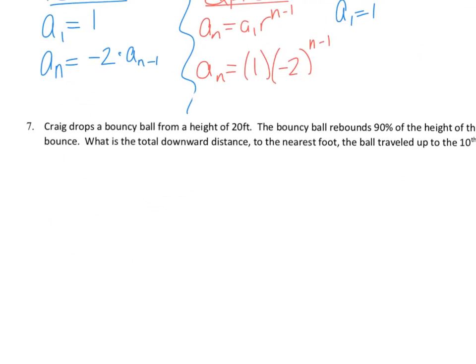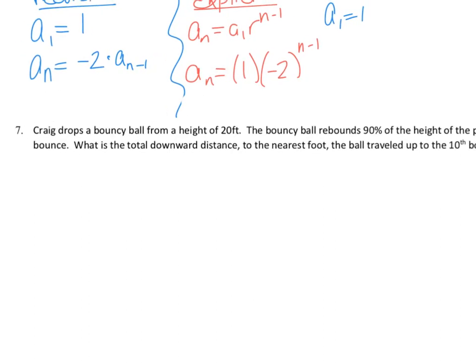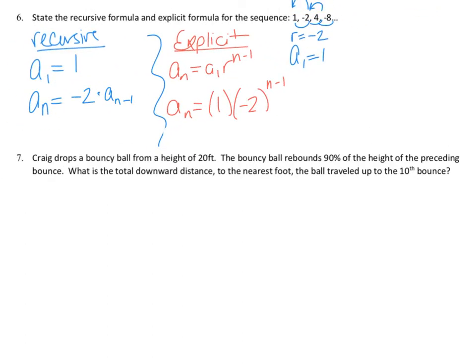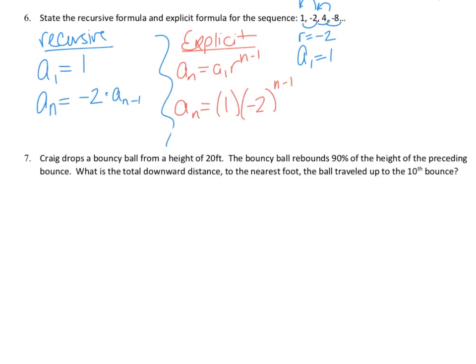Okay, Craig drops a bouncy ball from a height of 20 feet. The ball rebounds 90% of the preceding bounce. What's the total downward distance, to the nearest foot, the ball traveled up to the 10th bounce? So, okay, this is a lot of information. We got a bouncy ball dropping from a height of 20 feet. It rebounds 90%. So that means it doesn't add or subtract 90%. It just rebounds 90% of what it had before. So no 1 plus or 1 minus deal, just 90%.